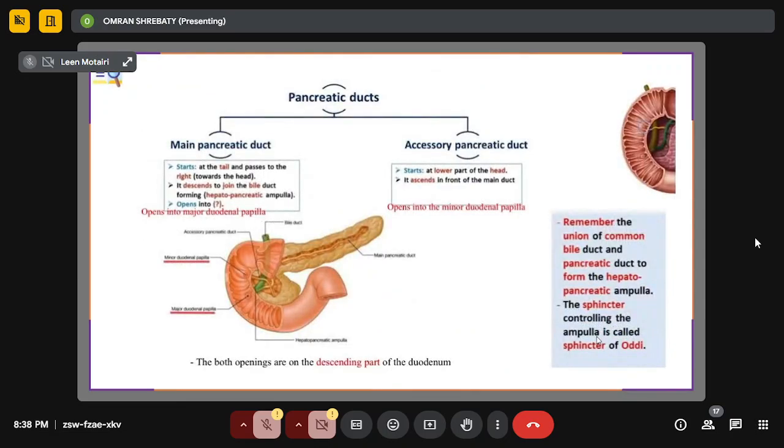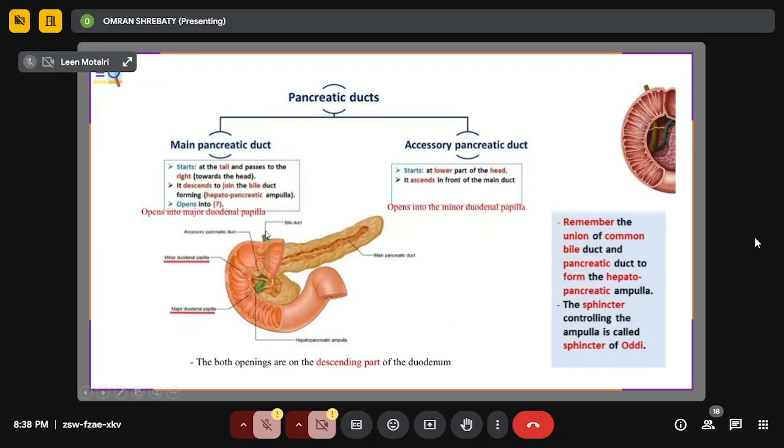Regarding the pancreatic ducts, because as we already said, we are having endocrine directly to the bloodstream, while for the exocrine, we should have a pancreatic duct. So we are having 2 ducts. One's called the main pancreatic duct, and from the name, it's the main one. The majority of the secretions are going through this duct, as well as we are having the accessory pancreatic duct. Starting with the main pancreatic duct, it starts at the tail of the pancreas and passes to the right. It descends to join with the bile duct.